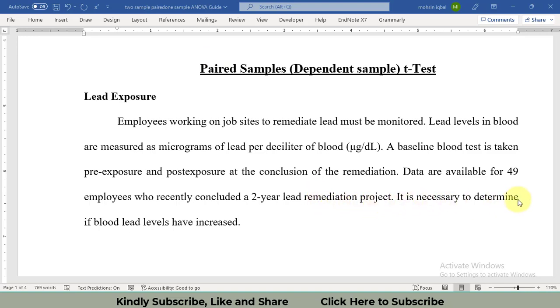So it is necessary to determine whether the presence of lead in their blood has increased or decreased, or remains the same. First of all, we will formulate the hypothesis of this problem, then we will solve this problem in Excel and Minitab. At last, we will interpret the results, and we will write the recommendations to the health and safety department.